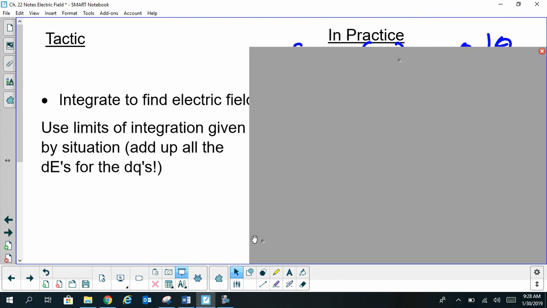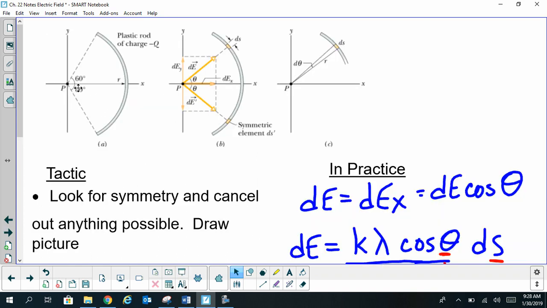Okay, so our next step is going to be to integrate, and we're going to integrate to find the electric field. We need to use limits of integration that are given by the situation. So you have to look back at your picture. If you look back at your picture, we know that we go from this negative 60 degrees down here up to this positive 60 degrees. Those are going to be our limits of integration. Hopefully that makes some sense to us.